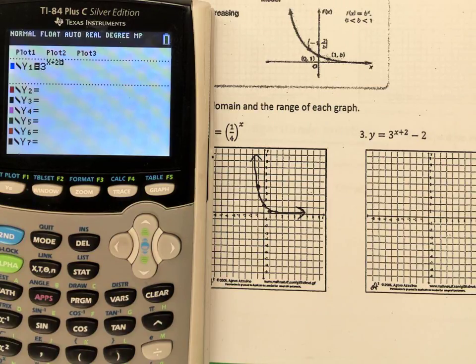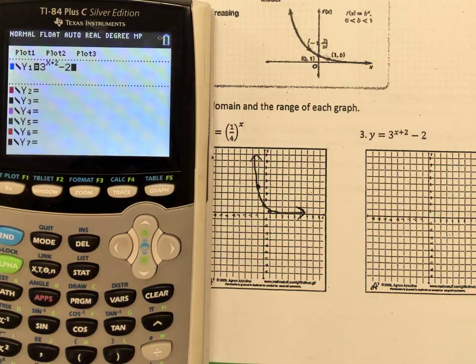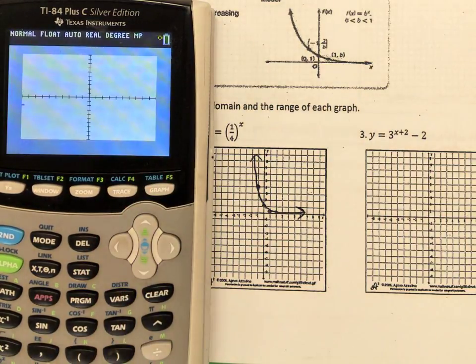Okay, and then you can hit the subtract 2. Make sure you hit the subtract 2 and not the negative 2. And then hit graph.